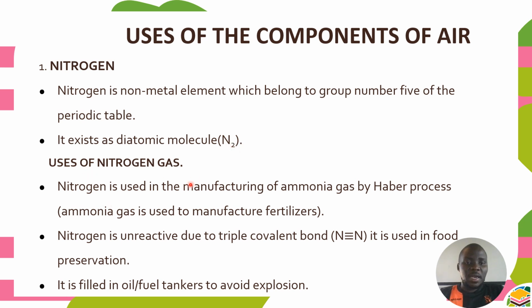Uses of nitrogen gas. Nitrogen gas is used to manufacture ammonia gas by the Haber process, and the ammonia gas produced is used in manufacturing fertilizers such as ammonium nitrate. Nitrogen is unreactive due to its triple covalent bonds. It is used in food preservation. It is also filled in oil tanks since it's unreactive, to avoid explosion, acting as a barrier between heat as well as oxygen.